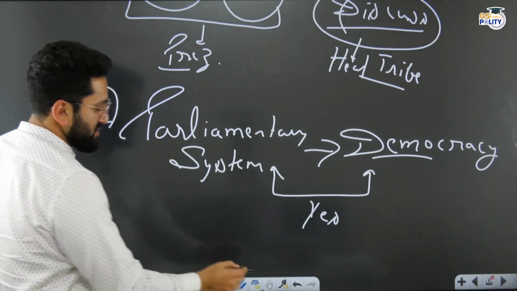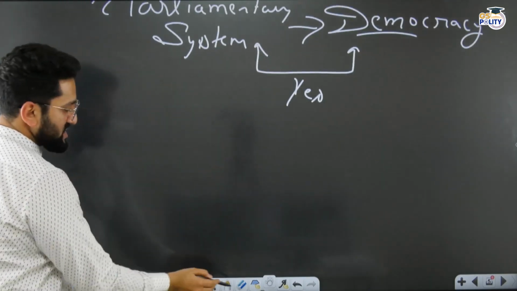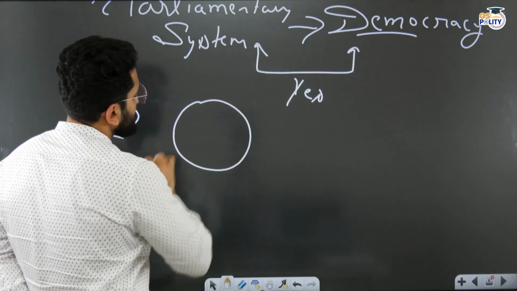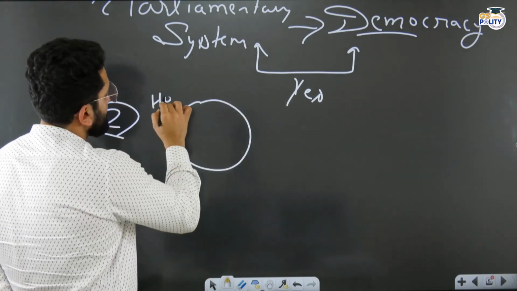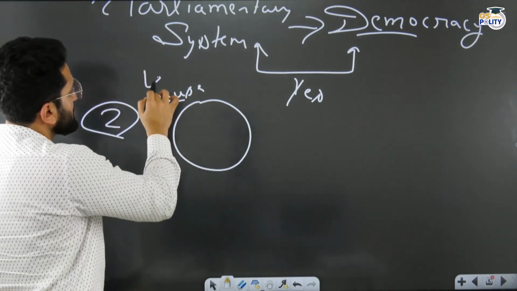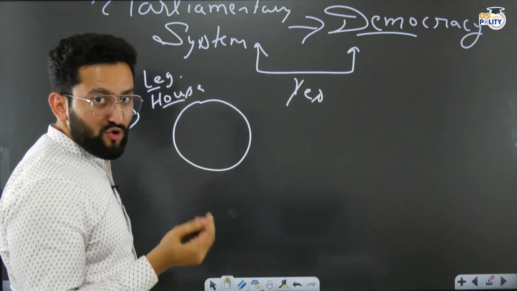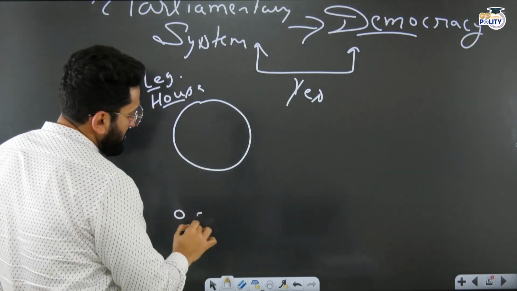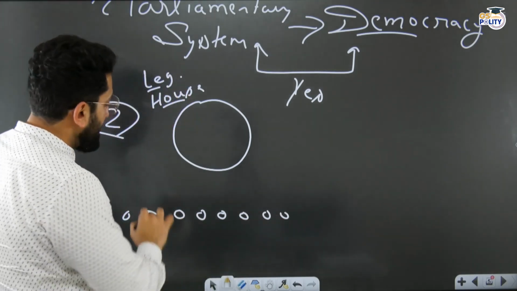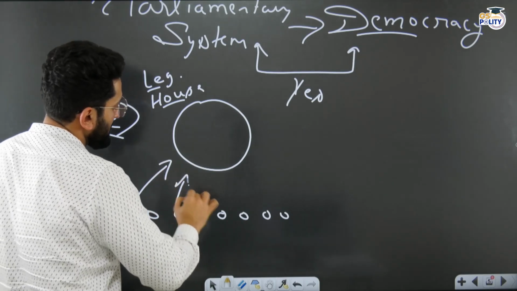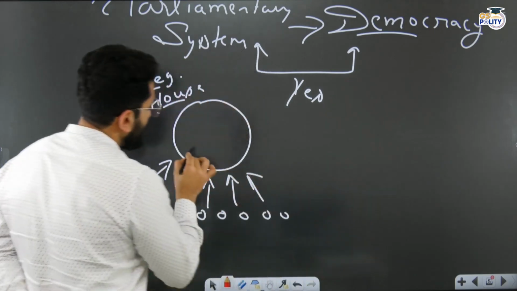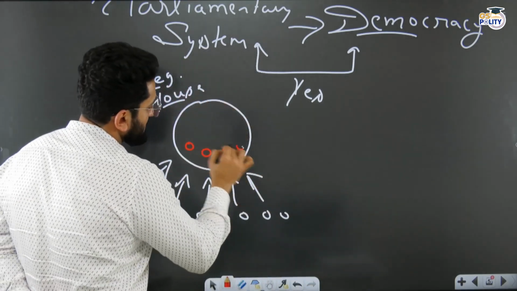So I think one thing is clear to you. Now let's go to the second check. Consider that this is a house. House means I'm talking about a legislative house, where the lawmaking process happens. And these are people. We are here, and we exercised our right to vote, and we elected some representatives in this house.